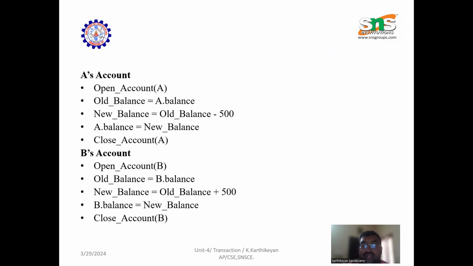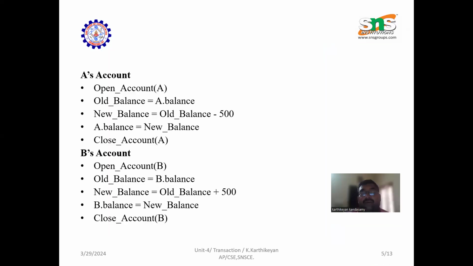So this is one of the examples of account A and account B. Account A: open account, old balance is 1,000. New balance is old balance minus 500. For example, I have 1,000 rupees, 1,000 minus 500, 500 is the new balance. After the transaction is over, close your account.